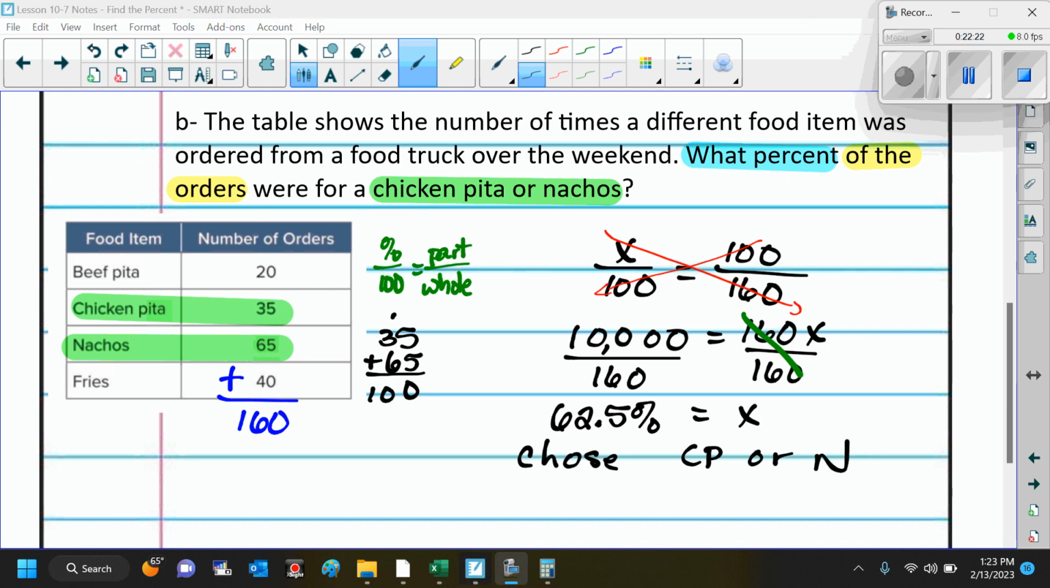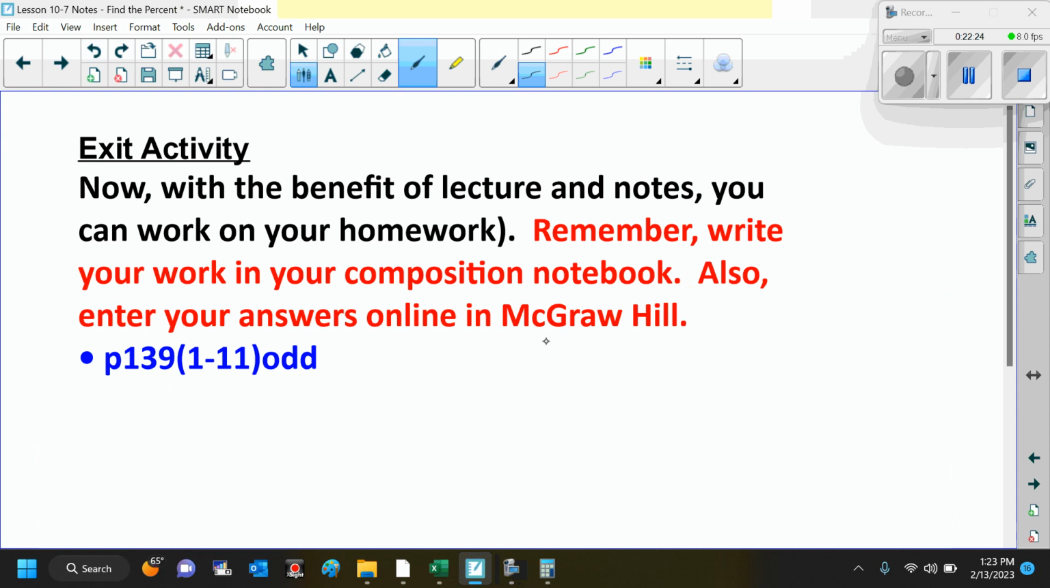All right, so now you can work on your homework. It is page 139, and it's 1 through 11 odd. That's only 6 problems, and you need to make sure you put your answers into McGraw-Hill so you can check your answers.